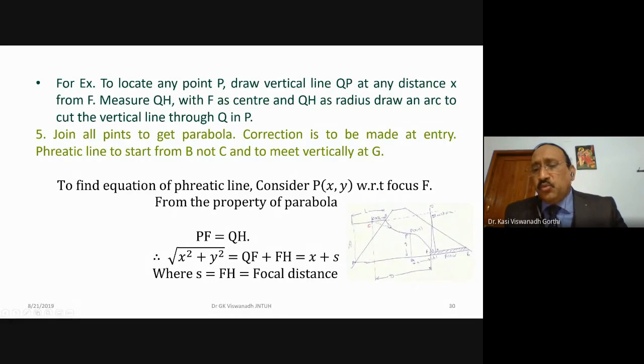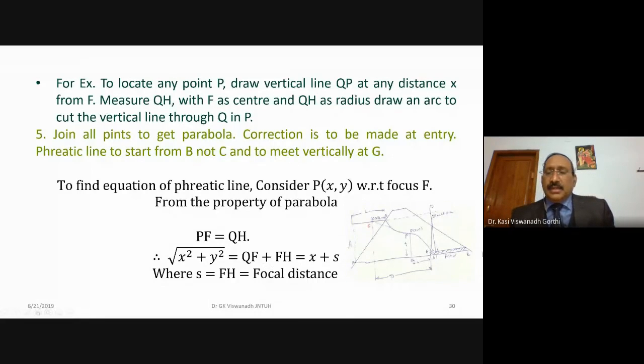So you should have a smooth curve from B to join this base parabola, so that you will get the exact curve of the seepage line. To find the equation for this phreatic line, consider P, any point on this base parabola, as P(x, y) with respect to the focus F. From the property of the parabola, both the distances must be the same. So PF must be equal to QH.